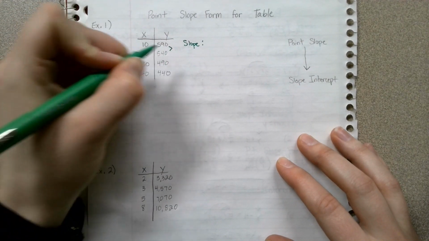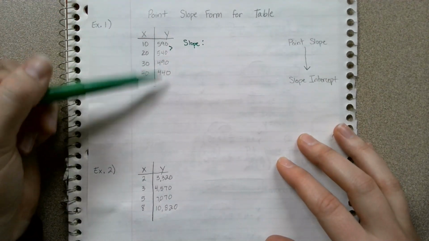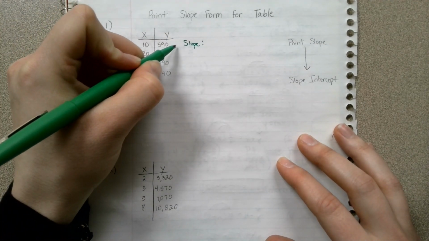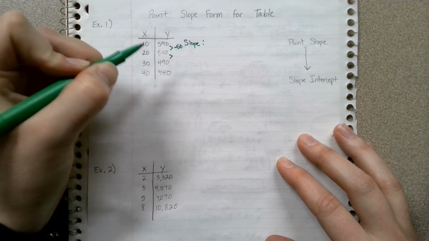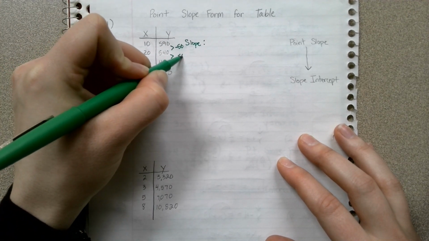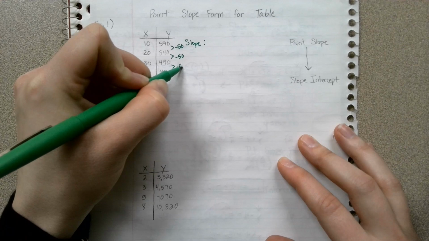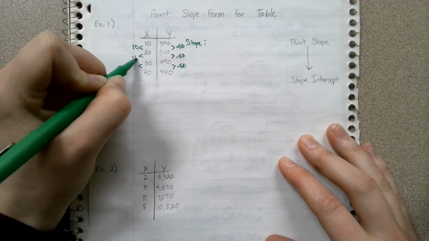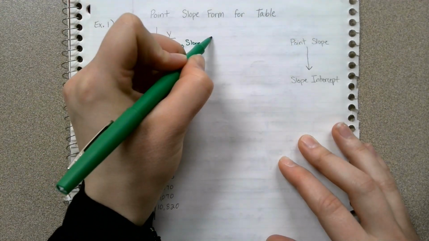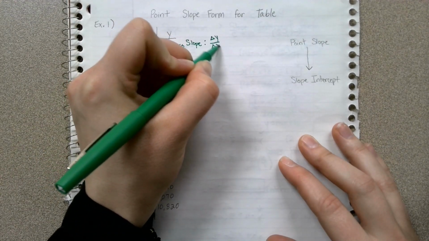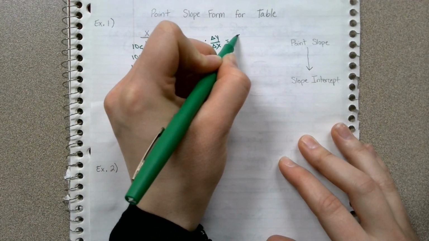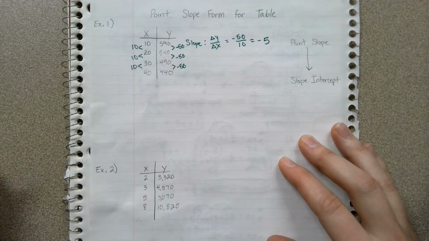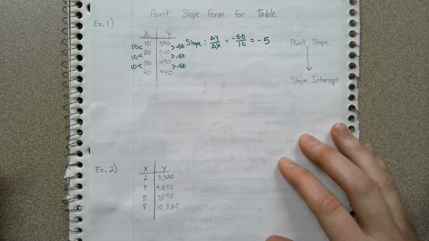So we're going to look to see what are we adding every single time in the y values. If we're adding from 590 to 540, it has to be a negative 50. Again, we would add a negative 50 and add a negative 50. On the x side, we're going to add a positive 10. Then when we put the change in the y over the change in the x, that gives us negative 50 over 10, which simplifies down to be negative 5. So at this point, we have our slope of negative 5.